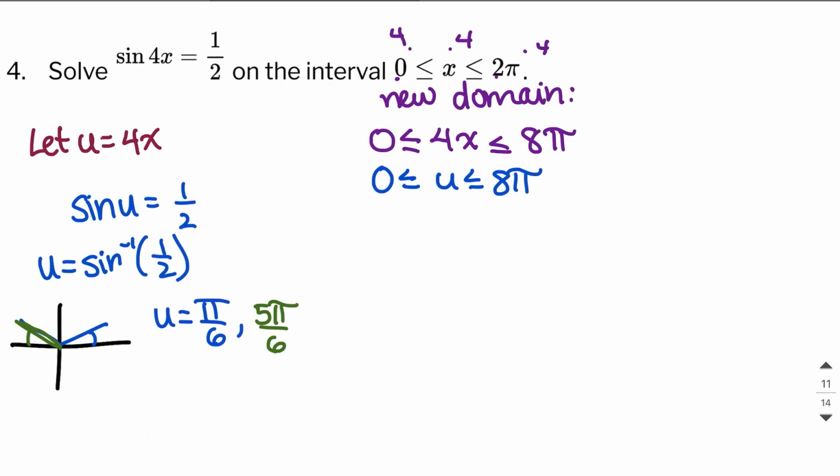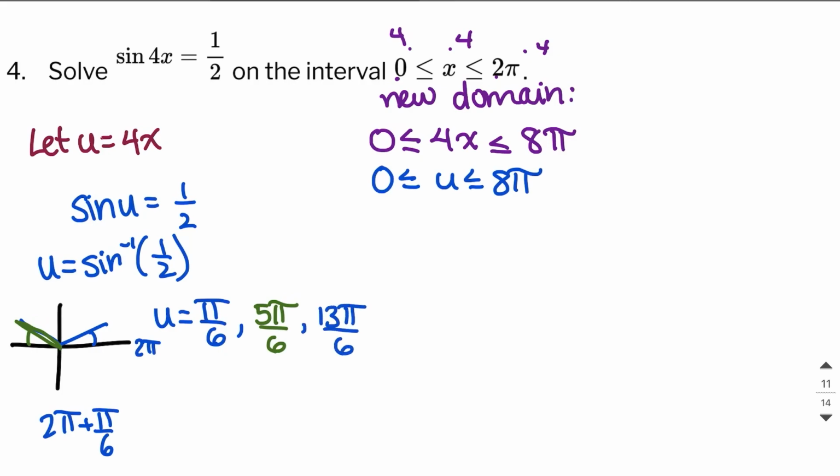But I need to keep going around. I'm going to go around and around and around in my unit circle. So I've gone around once. Now I'm at 2 pi. So my next answer right here would be 2 pi plus pi over 6. And 2 pi is 12 pi over 6. So this would end up becoming 13 pi over 6.